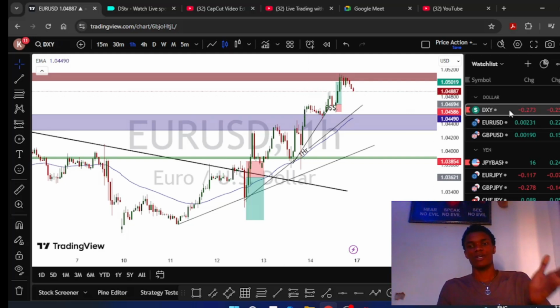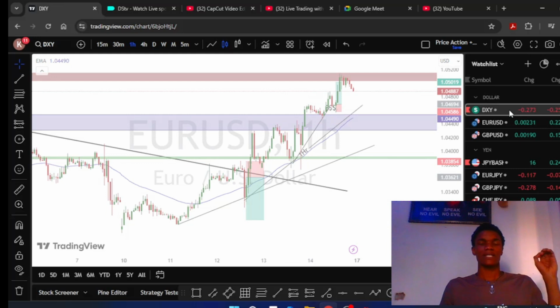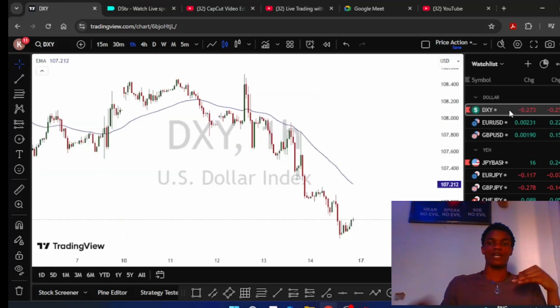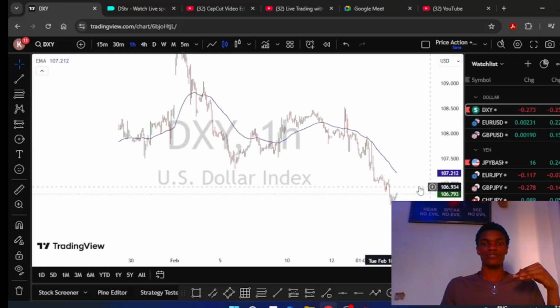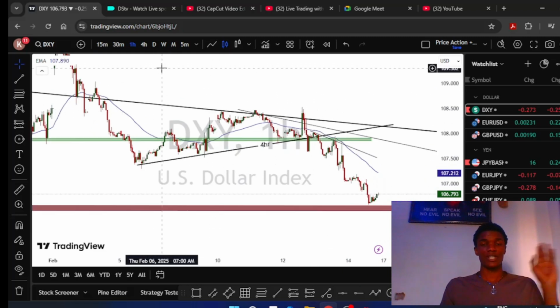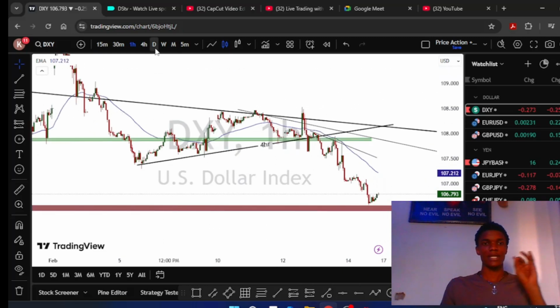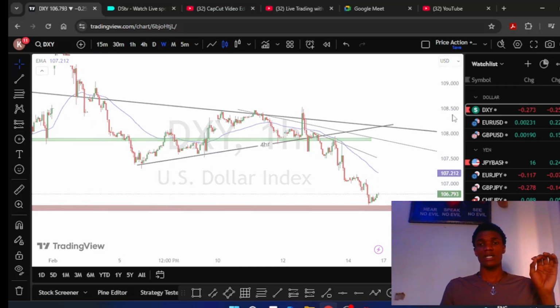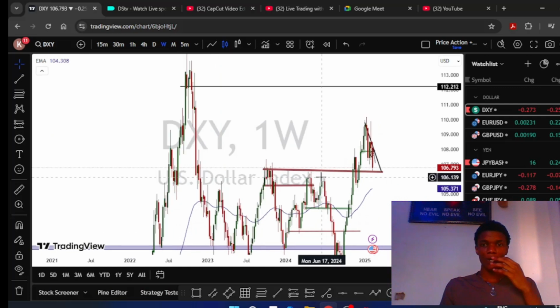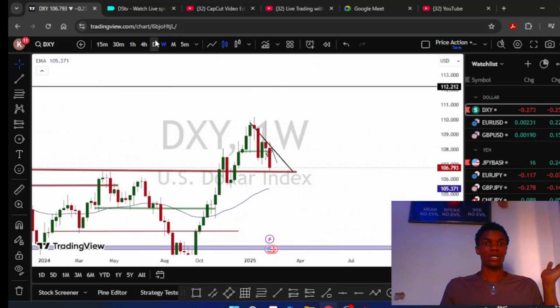The DXY is in a massive downtrend. The trend changed on the daily, and it has changed on the 4-hour. The weekly candle, let me see how it closed. Oh, I see, a massive close, massive closure.